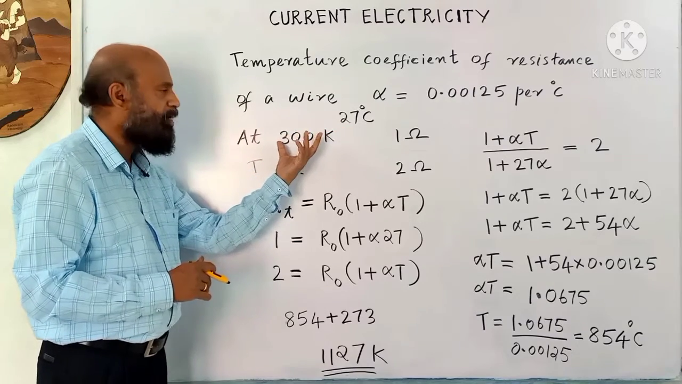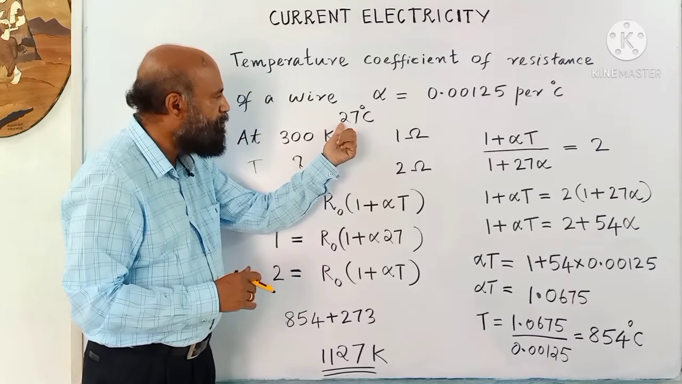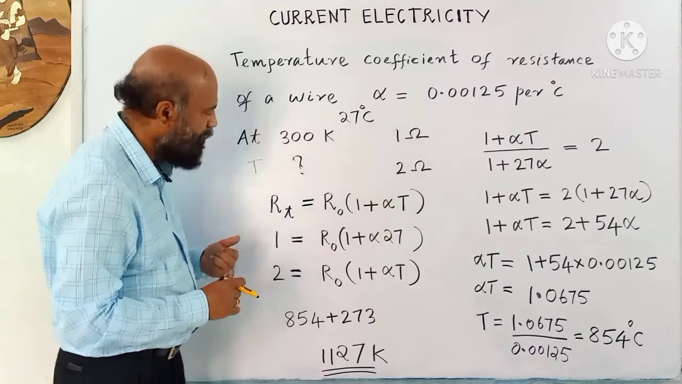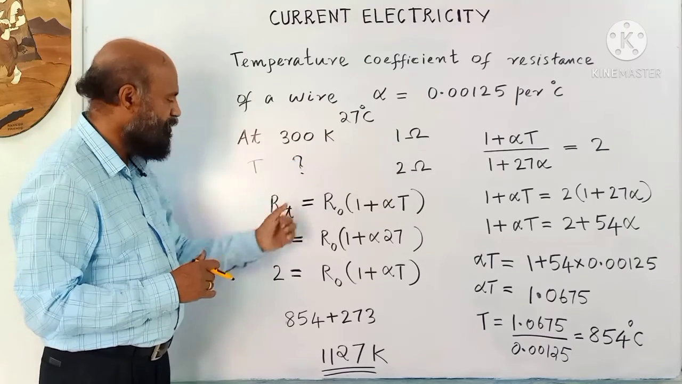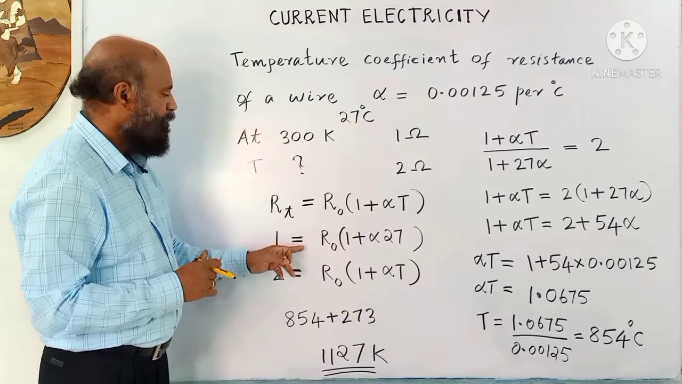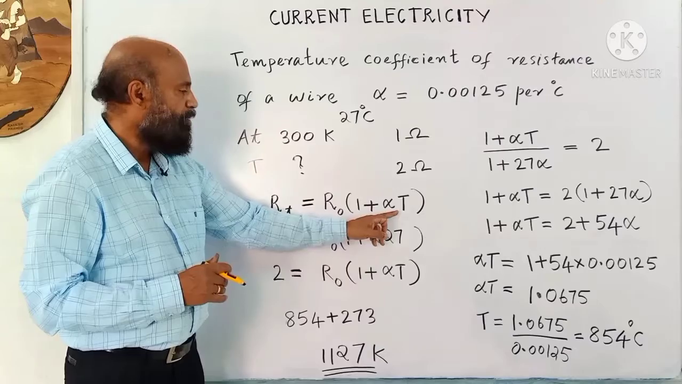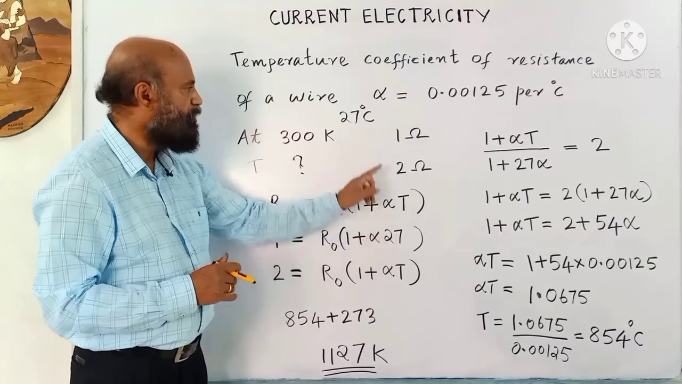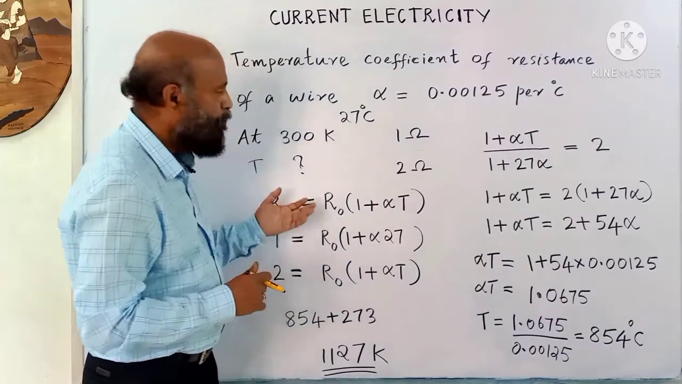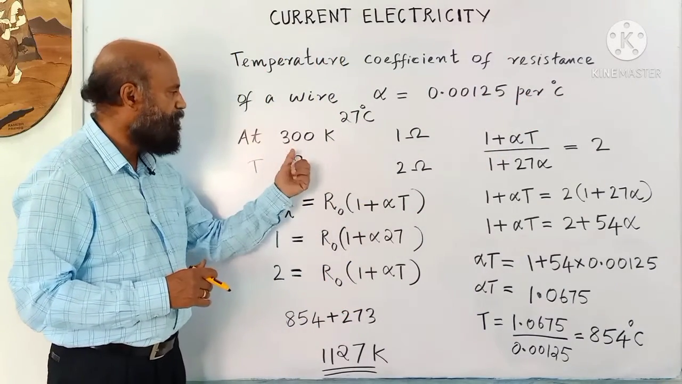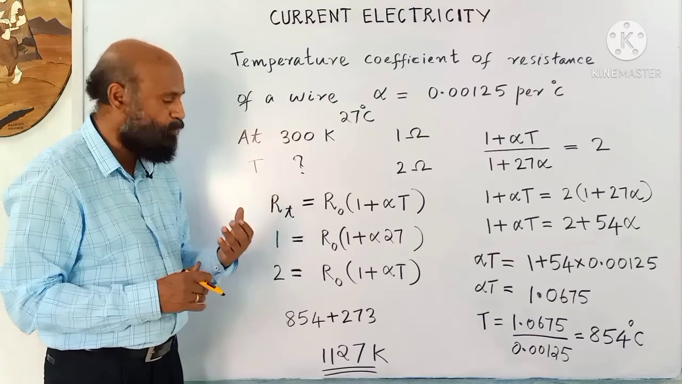So subtract 273, then Kelvin will become Celsius. So 27 degree Celsius. Now when it is 300 Kelvin, resistance is 1 ohm, which equals R0 into 1 plus alpha T. For this T we have to substitute in Celsius because alpha is given per degree Celsius. If you substitute in Kelvin, that means 300 in this expression, you will arrive at 1400 Kelvin.